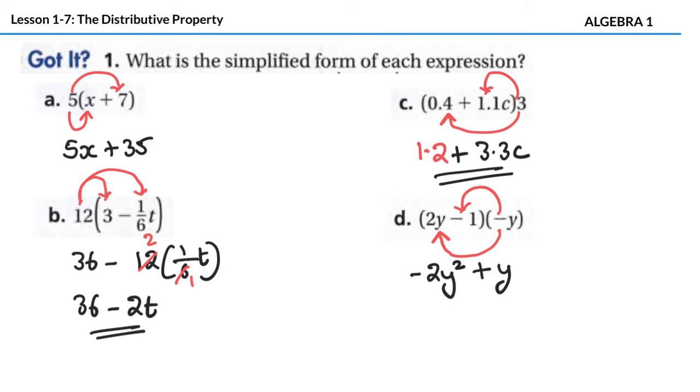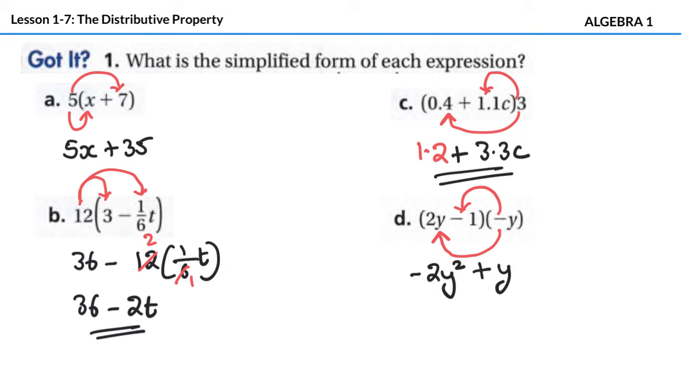So can you add them? You cannot, because this is y squared and this is only y. So they are not like terms, because like terms are those terms that have the same variable with the same power. Since the power over here is 2 and the power over here is 1, you cannot add them. So this is how you apply the distributive property.